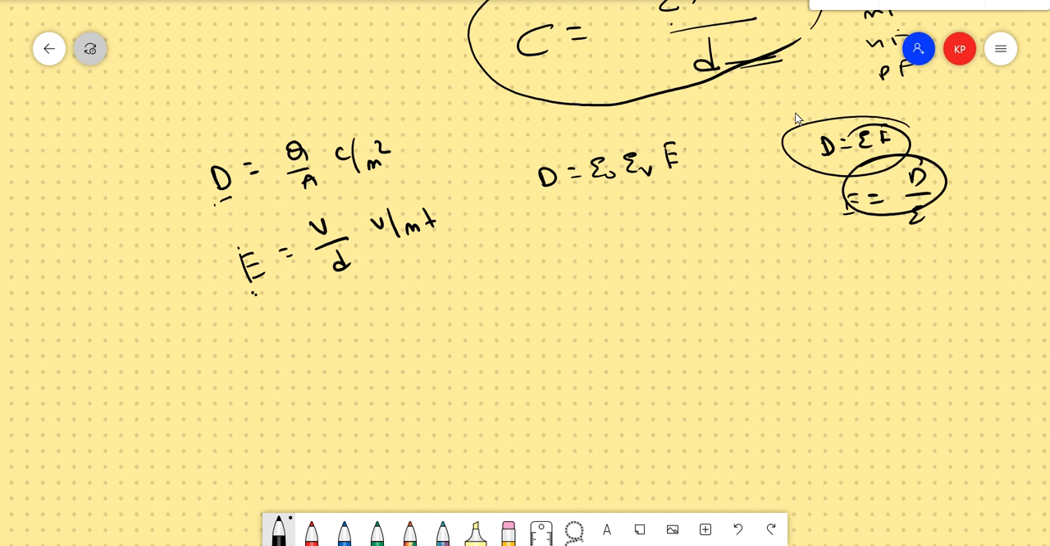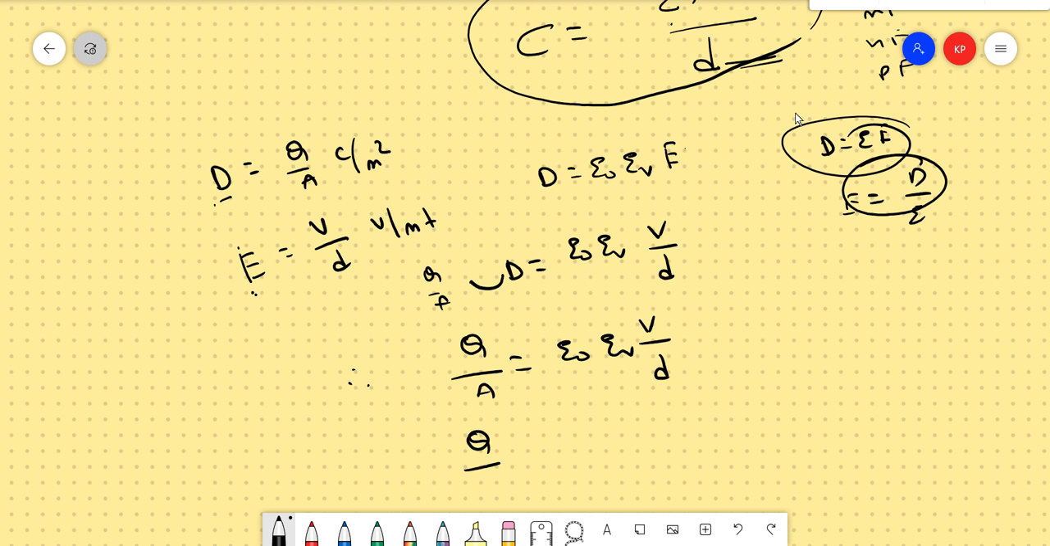From this I am substituting E is equal to V by D. So D is equal to epsilon naught epsilon r V by D, and I am substituting D is equal to Q by A. Therefore the formula becomes Q by A is equal to epsilon naught epsilon r V by D. Now Q by A is equal to epsilon V by D, so I am writing this formula as Q by V is equal to epsilon A by D. I have just replaced it here.